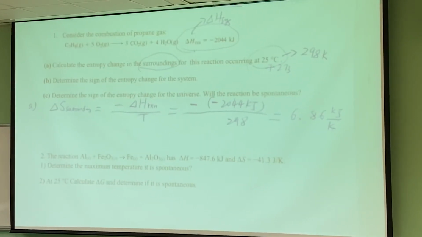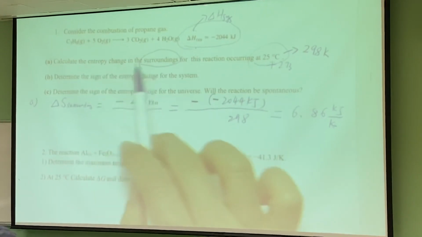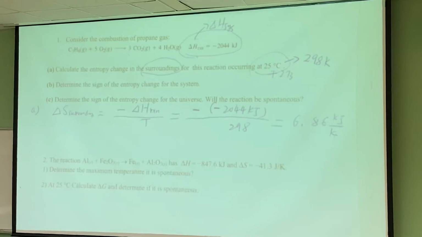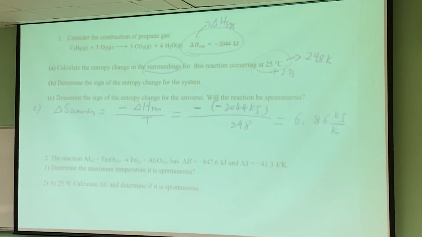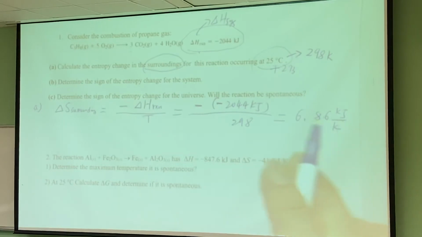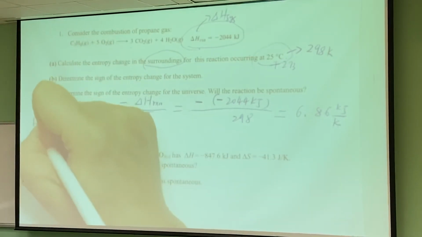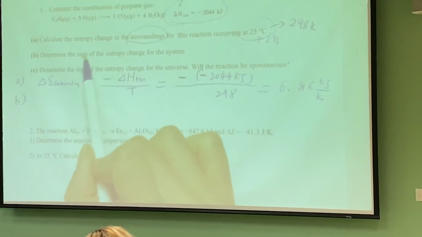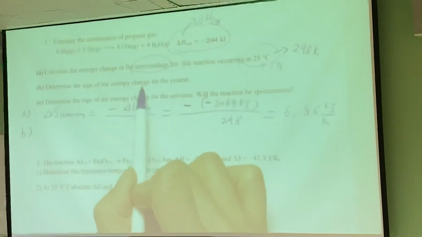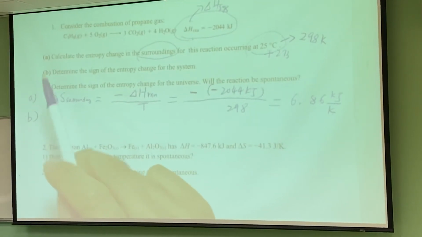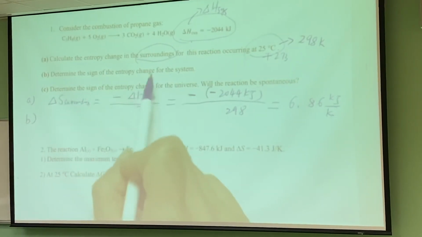So that is the first question. Calculate the entropy change of surrounding. All right, I directly do this because you're given delta H. Any question for this one? Now let's say B. Determine the sign of the entropy change for the system. Can you do that? Is it positive or negative?